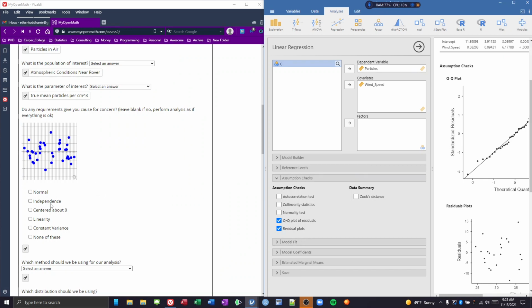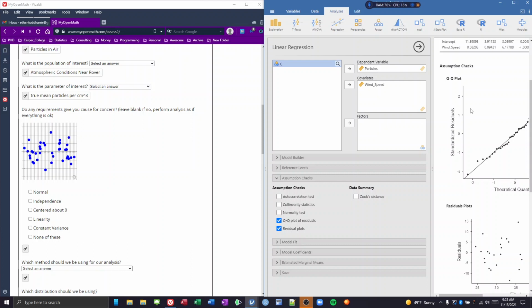Okay, next one is independence. And the problem with independence is when we see a ton of clusters all over the place. And here we don't see any clusters. You're always going to see a few data points bunched up together. But what would be bad is if you saw a ton of points up here, then a ton of points over here, and then a ton of points over here with a whole bunch of empty space. So it looks like we don't have any problems with independence.